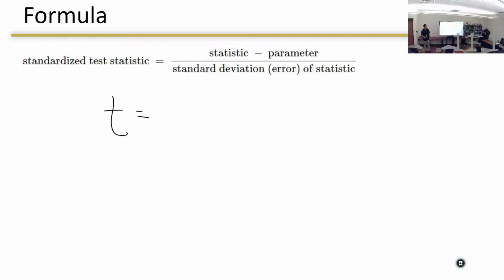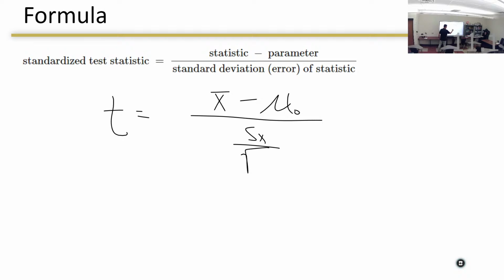Your test statistic is T. Your statistic is X bar. Your parameter is mu. And if you have to, you can put the H0, right? That's the claim. And then your standard deviation or standard error of the statistic is S of X over the square root of N.